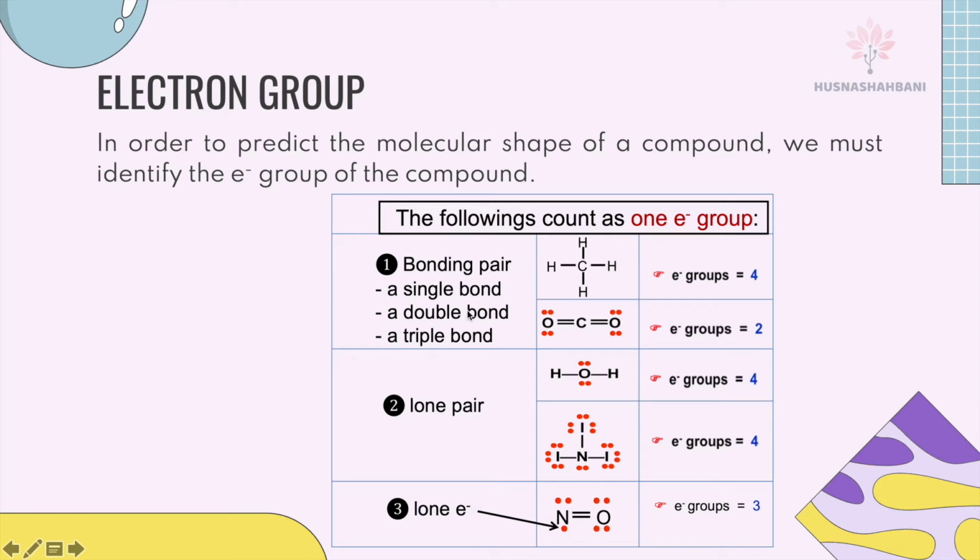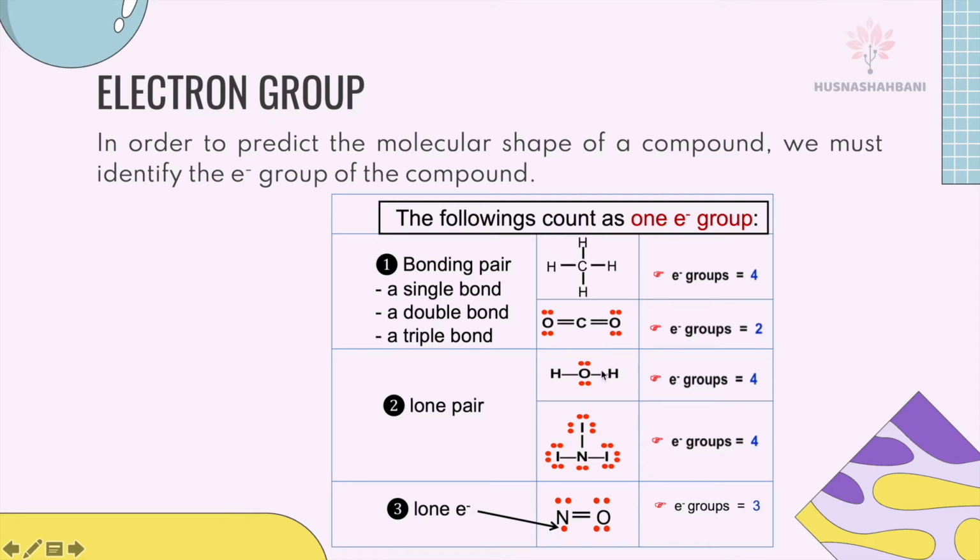A double bond is also counted as 1. So CO2 has 2 double bonds, and the electron groups is 2. Same goes for a triple bond. You don't count how many bonds, you count that bond. A triple bond is counted as 1 electron group, a double bond counted as 1, and a single bond is counted as 1 electron group.